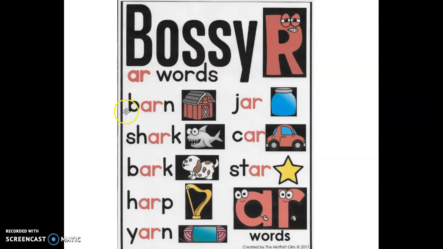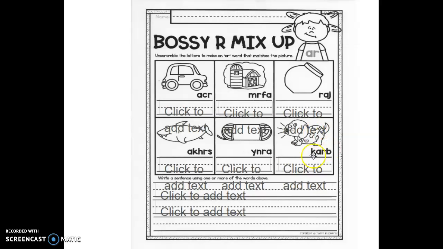Some examples we have here are barn, shark, bark, harp, yarn, jar, car, and star. The A followed by the R makes the R sound. All right, so let's practice this, okay? So we have the Bossy R mix-up.